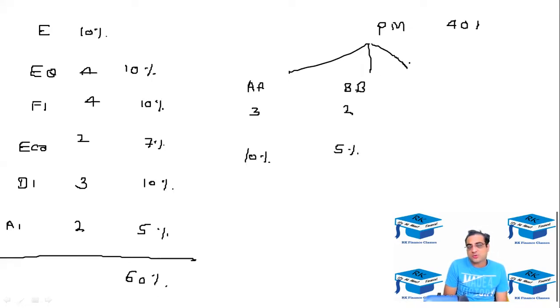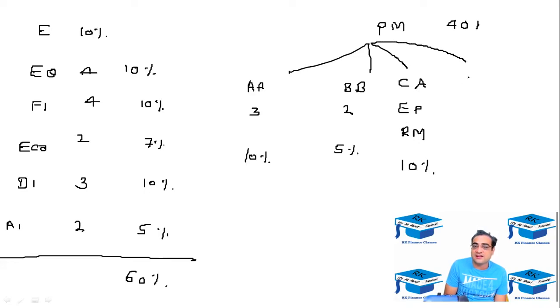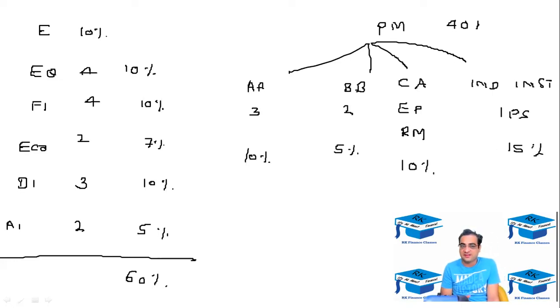Then the individual case topics which I said: concentrated asset diversification, estate planning, and individual risk management. Behavioral bias could also fit in here, but I put it separately. This concentrated asset, estate planning, and risk management have an approximate weightage of around 10%. And then individual and institutional IPS will come for around 15%. This is roughly what I'm saying. So this is your level 3 syllabus.